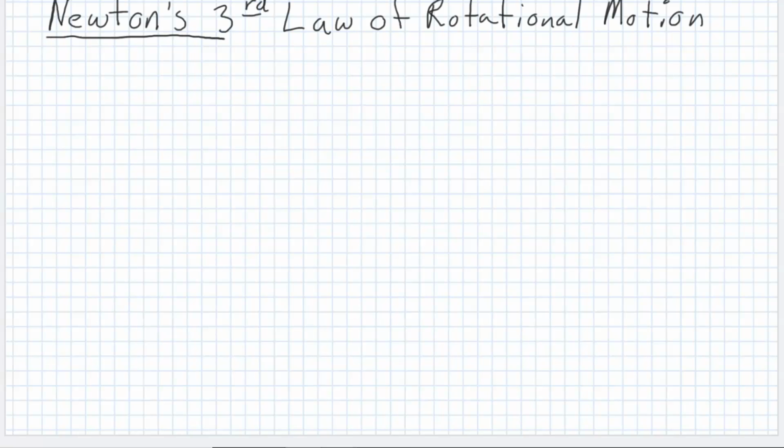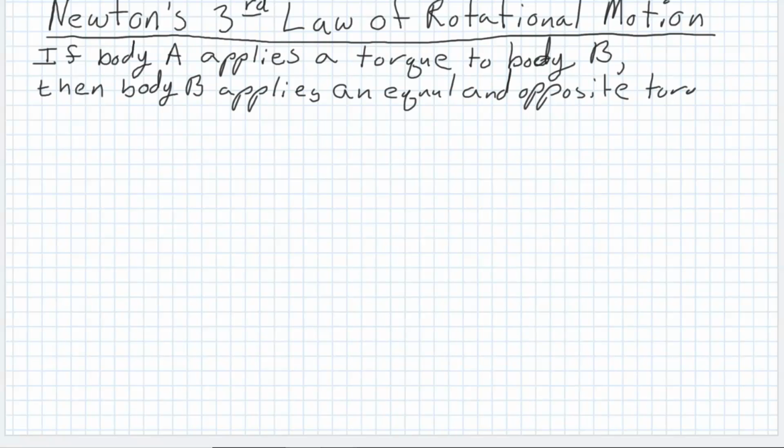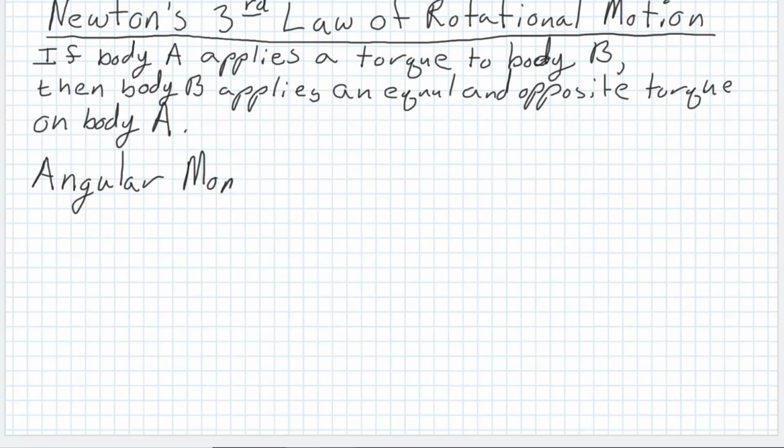This video is going to be about Newton's third law of rotational motion. Newton's third law of rotational motion states that if body A applies a torque to body B, then body B applies an equal and opposite torque on body A. You might remember that Newton's third law applied to linear momentum. This form of Newton's third law we're going to apply to angular momentum, which we'll represent with the capital letter L.